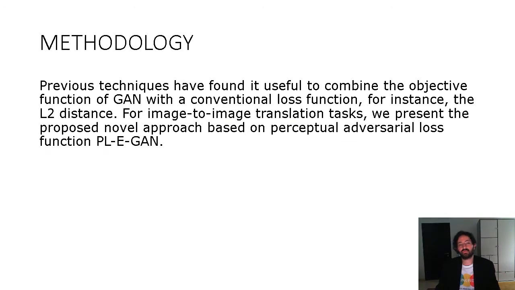So moving on to the methodology. Of course, previous techniques have found it useful to combine the objective function of a GAN with a conventional loss function, for instance the L2 distance. For the image-to-image translation task, we are presenting the proposed novel approach based on a perceptual adversarial loss function: P for perceptual loss, E for EfficientNet, and finally GAN for generative adversarial network.